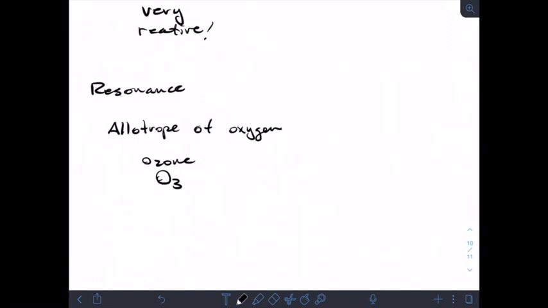Okay, and what an allotrope is when you have, let me pull up my definition real quick. Well, I guess I don't have a definition with me. Thought I did. But anyway, allotropes are when you have multiple versions of naturally occurring elements.